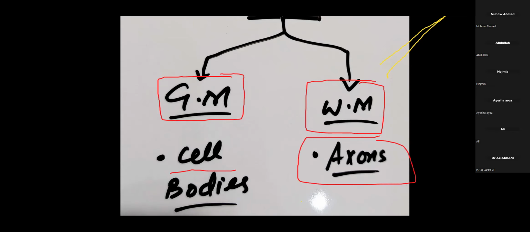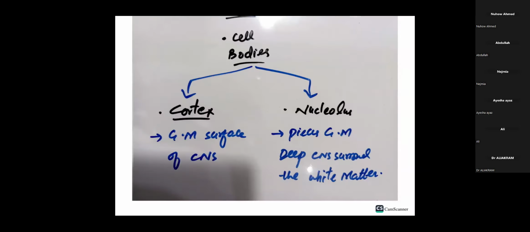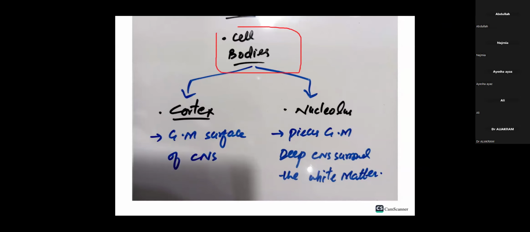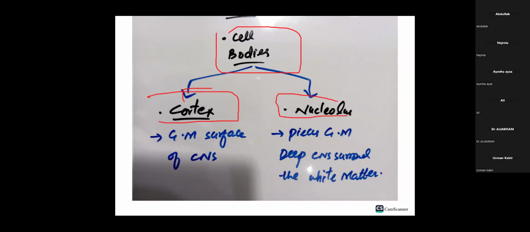Then we have to further divide gray matter and white matter. As I'm teaching for the first time, right? Now we have cell bodies. Cell bodies of neurons are called gray matter. So in this division of gray matter, we have two types of gray matter in the whole nervous system. One gray matter is called cortex, and the other one is called nucleus. Now, why do we call some gray matter cortex, and why do we call others nucleus? It is differentiated on two bases.